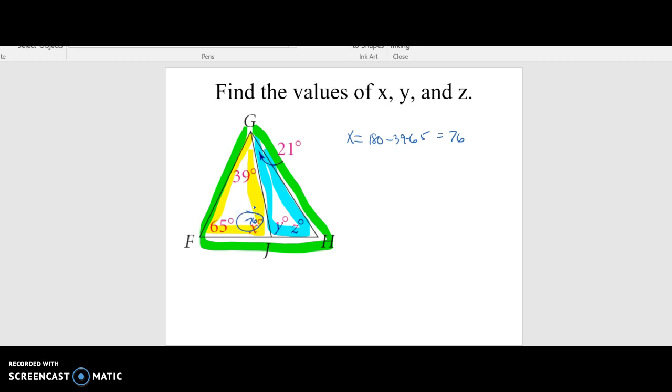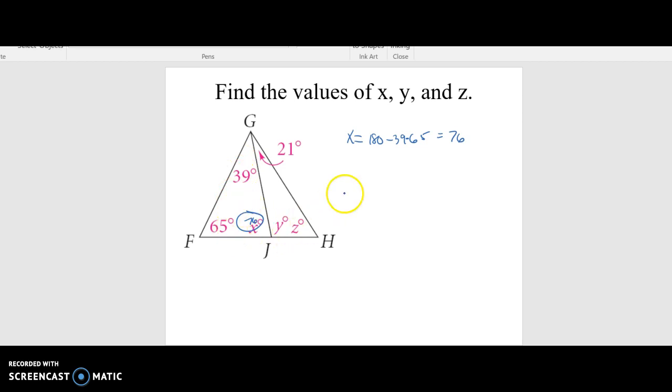Now there's a bunch of different ways to go from here. If I look, and I'm actually going to just get rid of that, what do x and y have to add up to? Aren't they a linear pair? Don't these two angles make a straight angle? So to find y, if x is 76, 76 plus y equals 180, all I'm going to do is 180 minus 76, which is going to tell me y is 104 degrees.